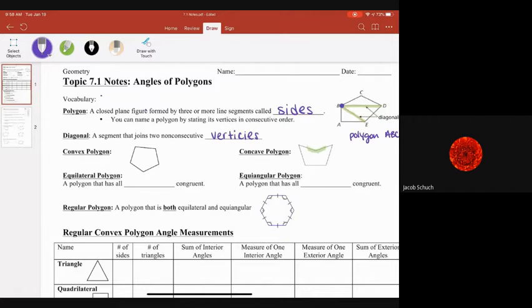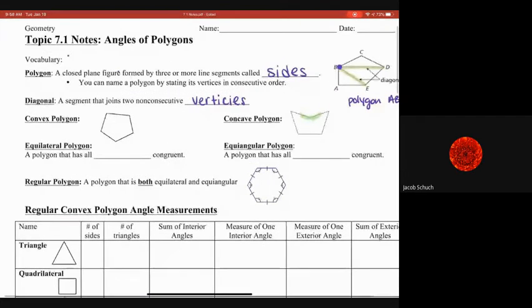All right. Equilateral. We've heard that word before. Remember when we talked about equilateral triangles, equiangular triangles? Anyone remember what equilateral means specifically? Yeah, that's when all the sides are equal. Equilateral, like equal sides. So an equilateral polygon is any polygon that has equal sides, so a polygon that has all sides congruent.